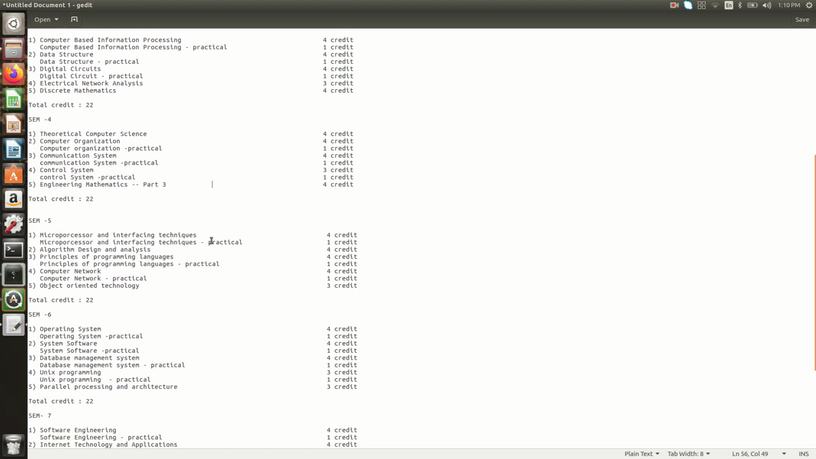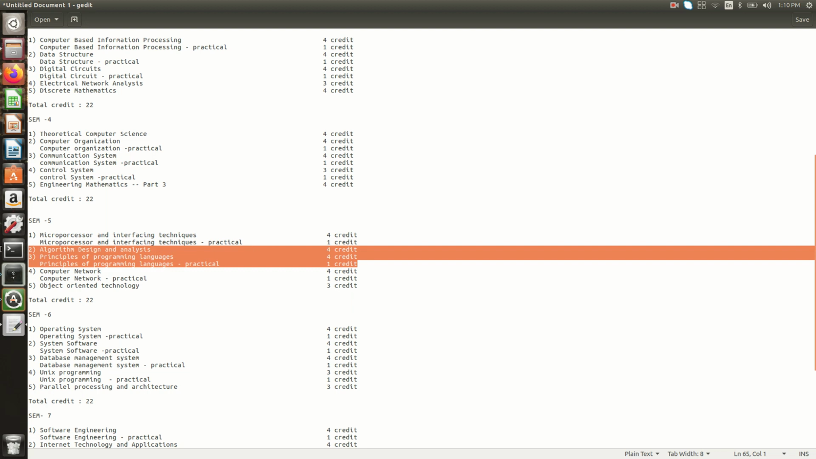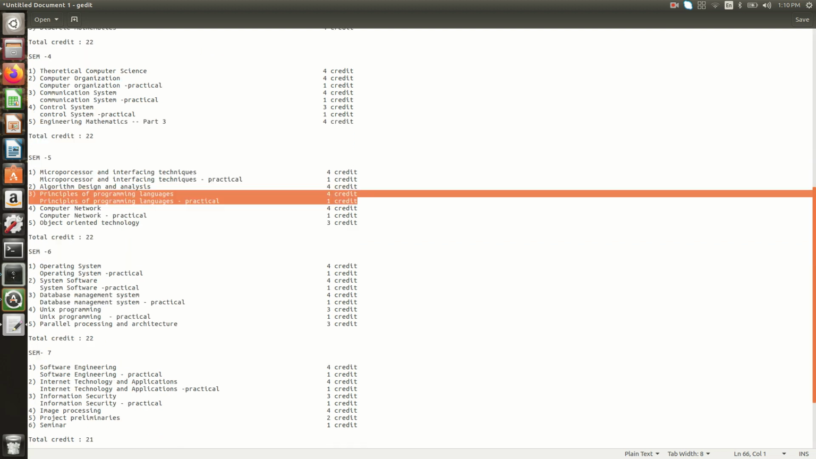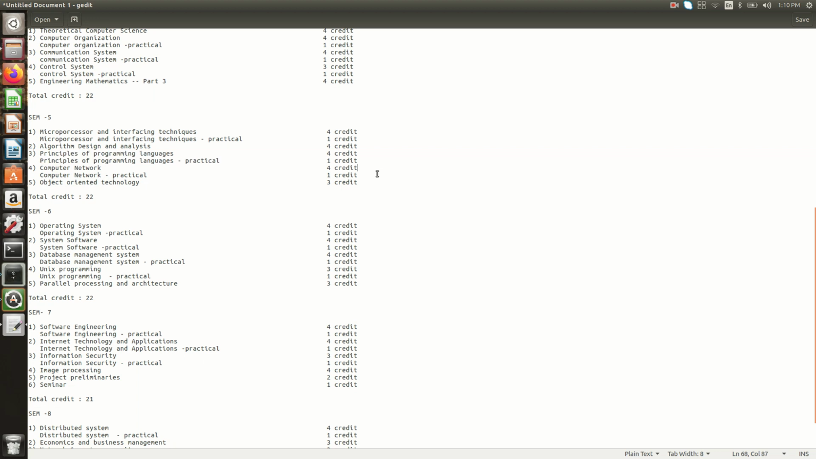This is microprocessor. Basically this subject is 4 credits and 1 credit of practical. Okay, so 8085 they used to teach, and some bit of 8086 microprocessor. Then algorithm design and analysis, very important subject, 4 credits. Principles of programming language, they actually teach Prolog in this subject, but that's not that useful. Computer networks, 4 credits, very important, very important.